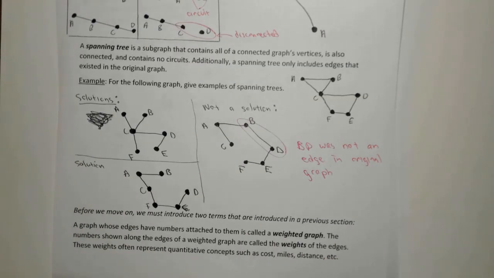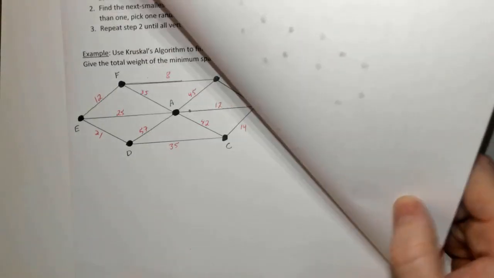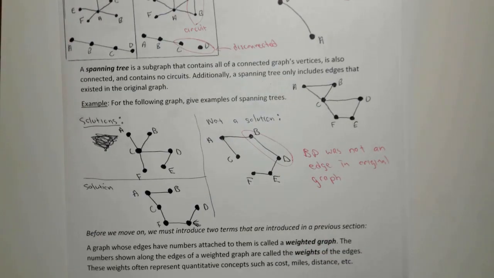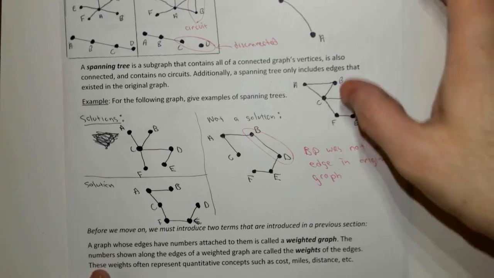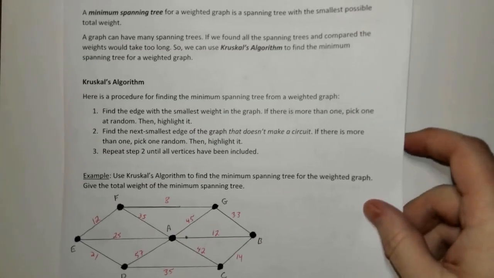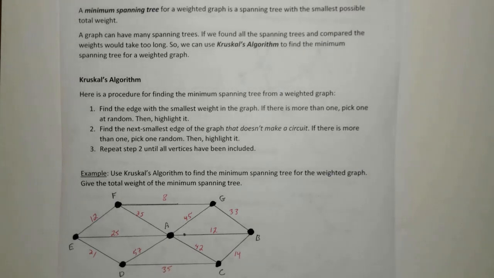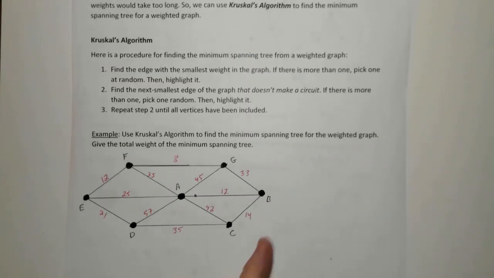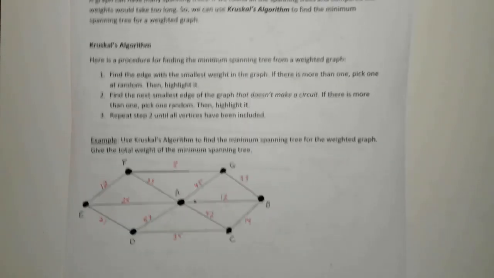The numbers shown along the edges of a weighted graph are called the weights. So these red numbers are the weights. And there are also quantitative ideas such as cost, miles, distance, etc. And generally we want to minimize those things. So a minimum spanning tree is basically the spanning tree that we just discussed, but it's going to be the spanning tree that has the smallest total weight.